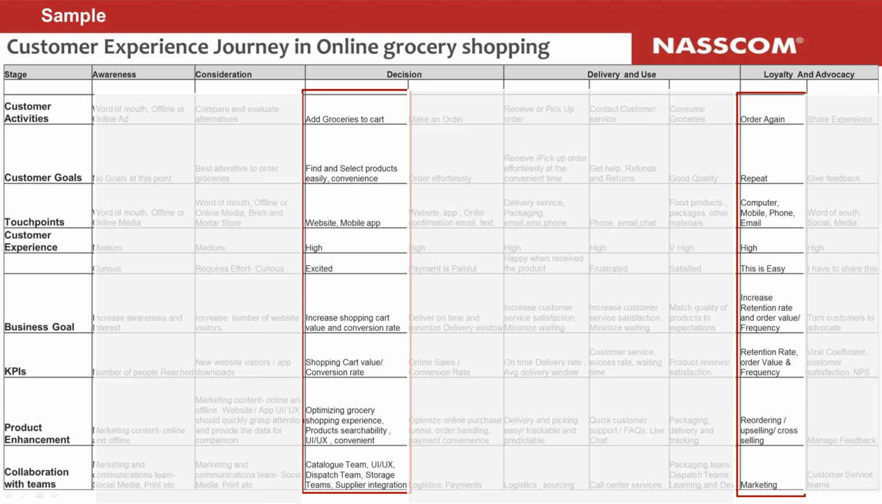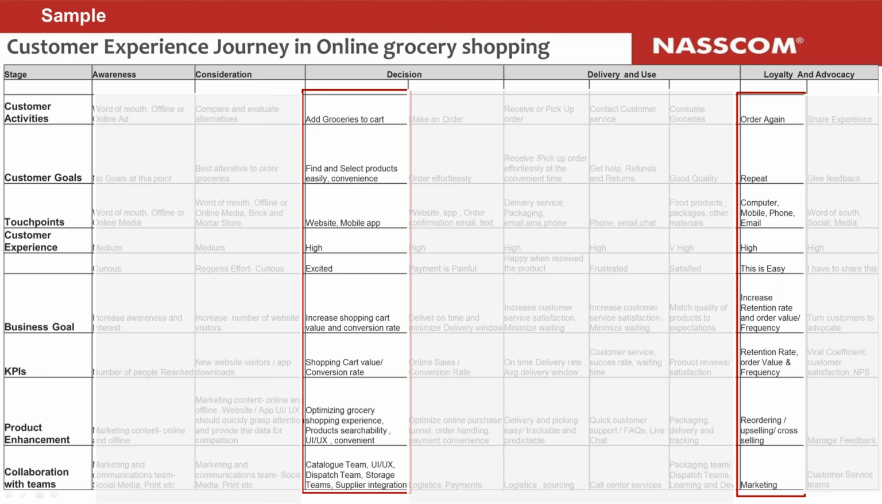Now, what about collaboration with teams? We're talking about the catalog team, the UI UX team, the dispatch team, the storage team, the supply integration. So you've gone beyond your product only, and you're actually stepping into the supply chain of the product as well. So it's important that you stitch the story together and you understand the implications of the product feature.